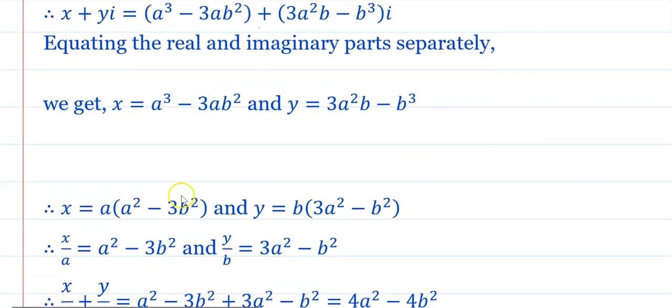Okay. Therefore, what about here? Take a as a common. Then you will get x is equal to a(a square minus 3b square). From this, take b as a common. Then you will get y is equal to b(3a square minus b square). What about x upon a? x upon a is equal to a square minus 3b square. Again, y upon b is equal to 3a square minus b square.